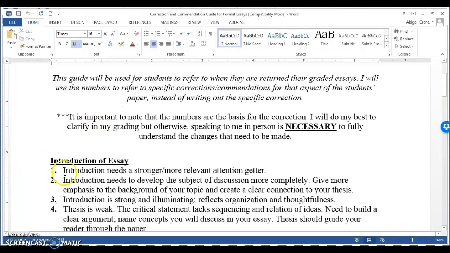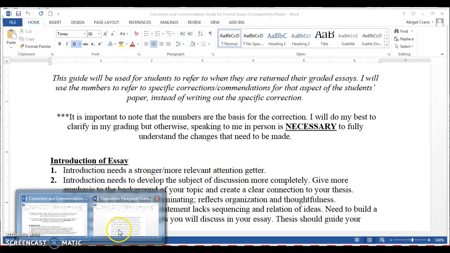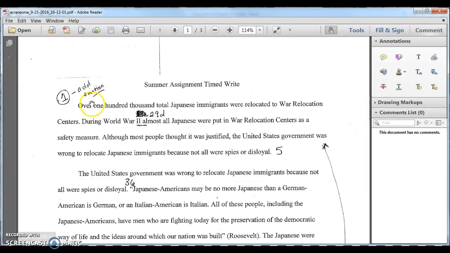Okay, so 1 says, introduction needs a stronger, more relevant attention getter. Connecting that with the note that I gave this person, add emotion, obviously this was not a strong enough, emotional enough hook. So what I would do if I were this person is add a sentence before the first sentence they already have that draws the reader in, creates emotional response, but also connects to the topic in the thesis. Thinking about what this introduction talks about, it says over 100,000 total Japanese immigrants were relocated toward relocation centers. That is background and context, right? Notice that the hook is actually completely missing in this instance.